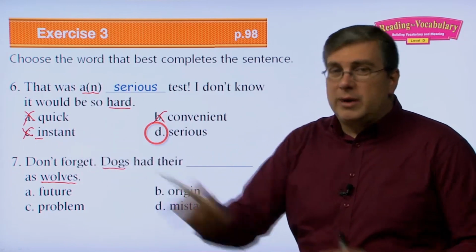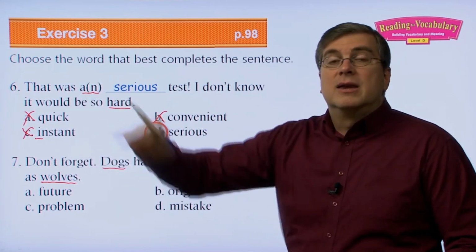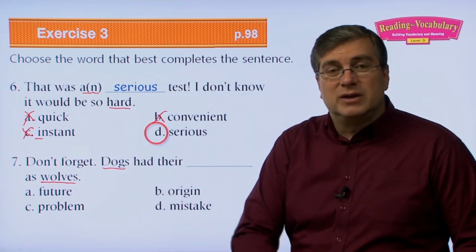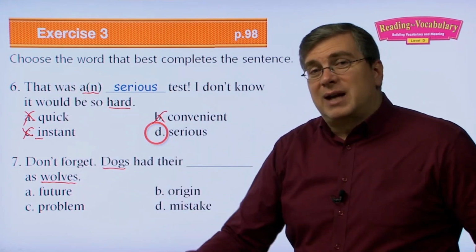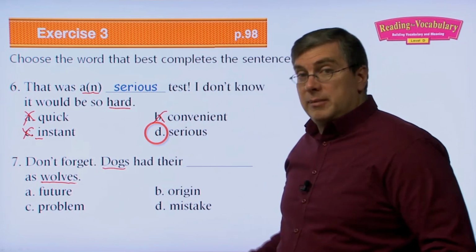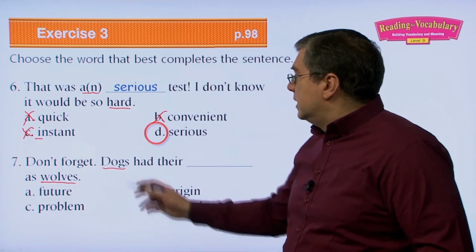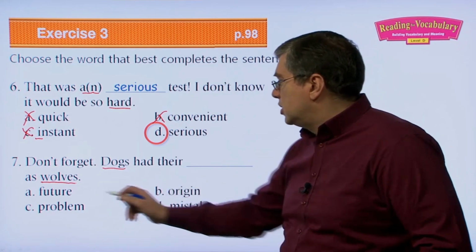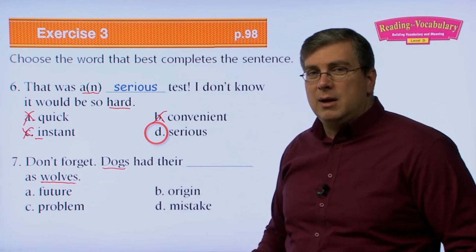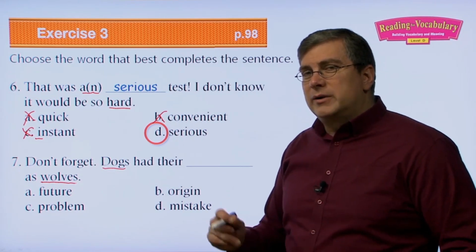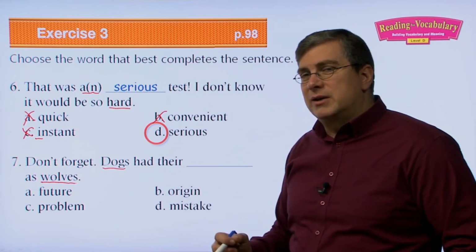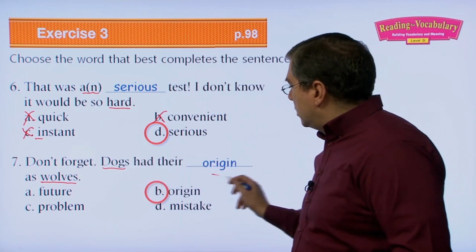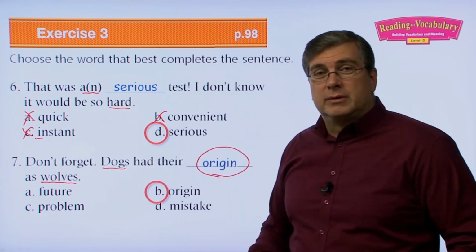A long time ago, there were no dogs that people had as pets. There were wolves. And all those wolves, their babies, after many generations, evolved into different types of dogs. Dogs that people have in their homes. So dogs had their what as wolves? Their future, their origin, their problem, or their mistake. Well, remember, how and where something, or how and when something got started is its origin. How did dogs come about? Well, their origin is wolves, right?